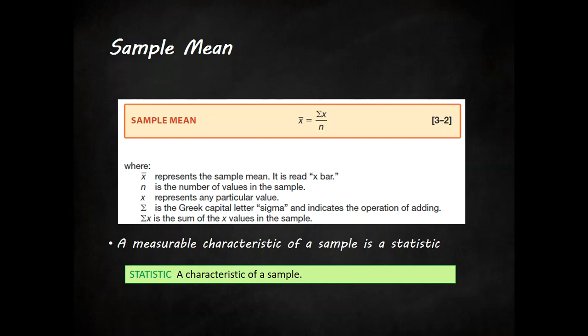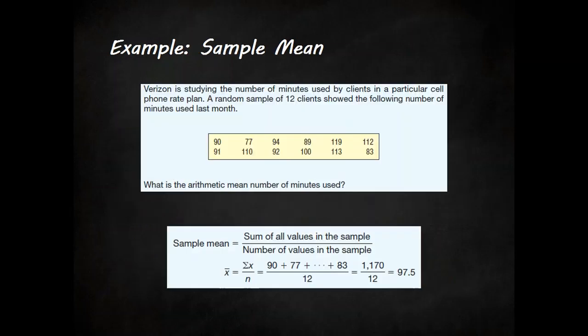X bar equals sigma x over n, and n represents the number of values in the sample, and x represents the value of the observation in that sample. And once again, sigma is a capital Greek letter, and sigma x is the sum of the x values in that sample. So, moving on, let's look at an example.